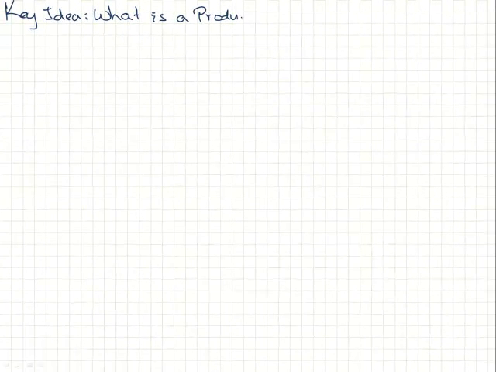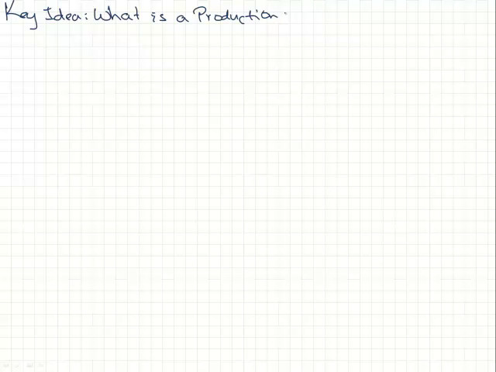production possibility frontier? Now, you might also have heard of the phrase a production possibility curve, and those are exactly the same thing. There's just two ways of saying the same idea: production possibility frontier, a PPF, or a production possibility curve, a PPC.